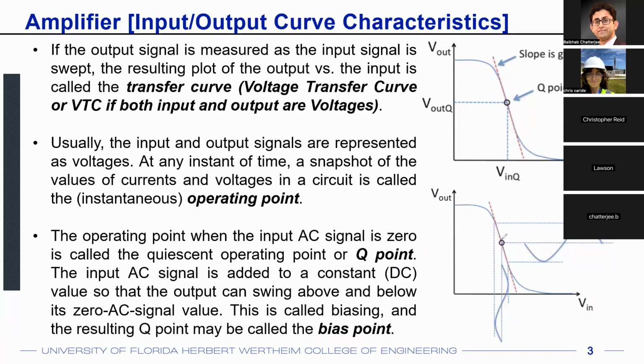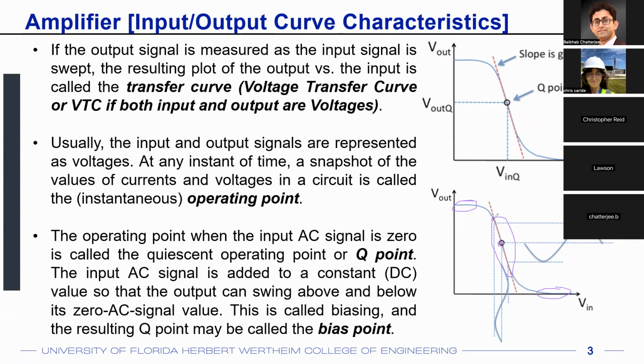You want to be at a point to start with where you expect gain. You do not even expect gain if you are here. You do not even expect gain if you are here. But you expect gain if you are in this region. So the first job for an amplifier, for you to make an amplifier work, is to make sure that the input voltage is biased at the correct point, the correct Q point.